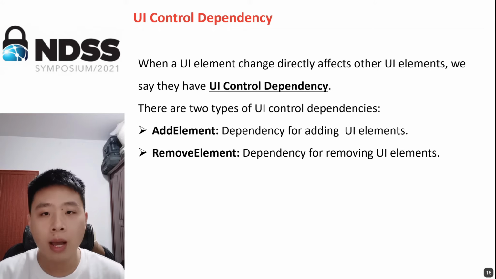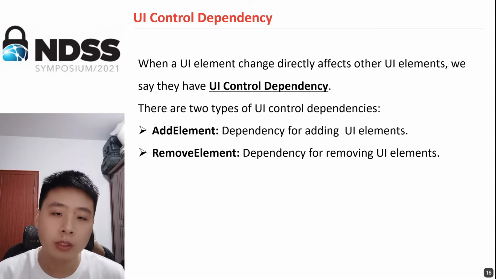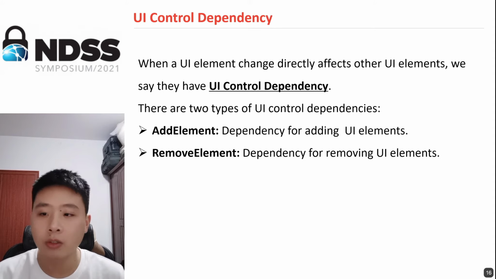When a UI element change directly affects other UI elements, we say they have UI control dependency. There are two types of control dependency: add element and remove element dependency, for adding and removing UI elements respectively.